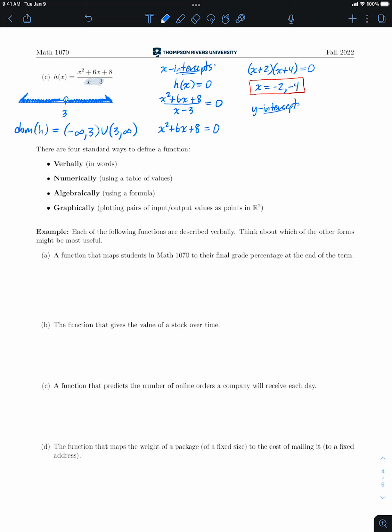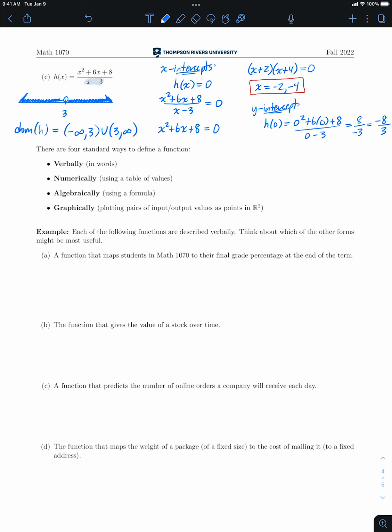To find that, remember, we're just going to plug in 0. So h of 0 is going to give us 0 squared plus 6 times 0 plus 8. It's always fun plugging in 0 because everything disappears. You're just going to end up with 8 divided by negative 3, or most people would write this as negative 8 divided by 3 instead.